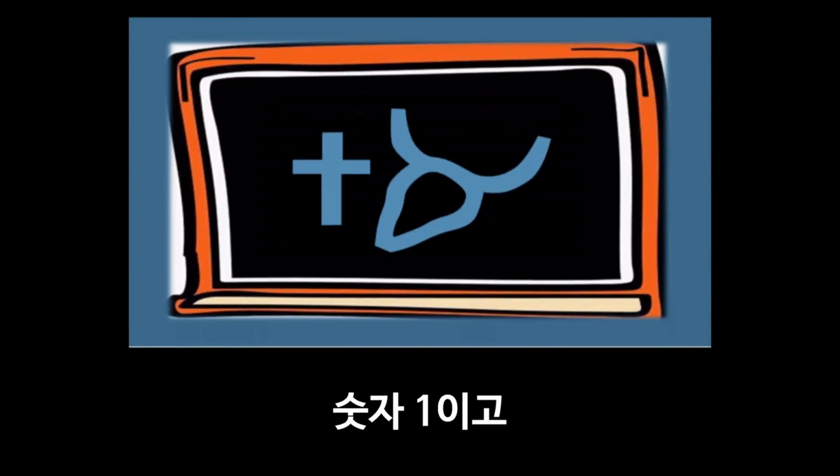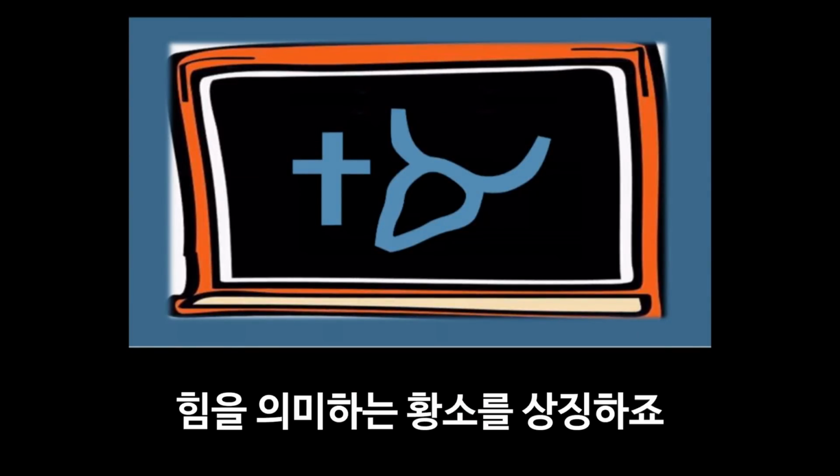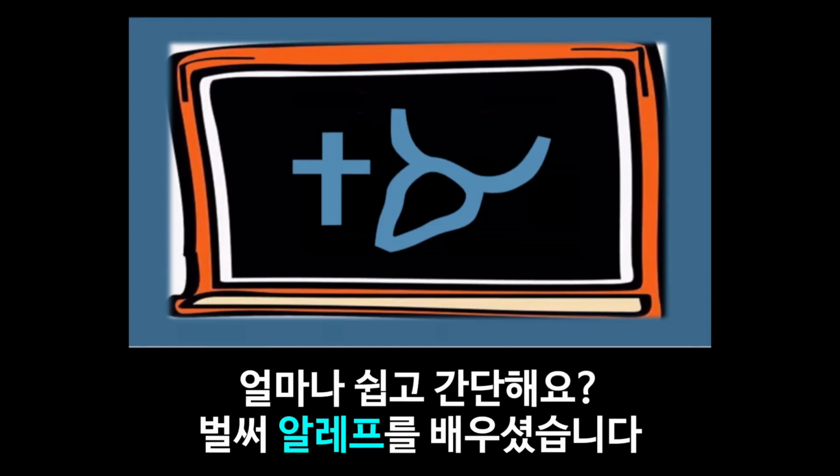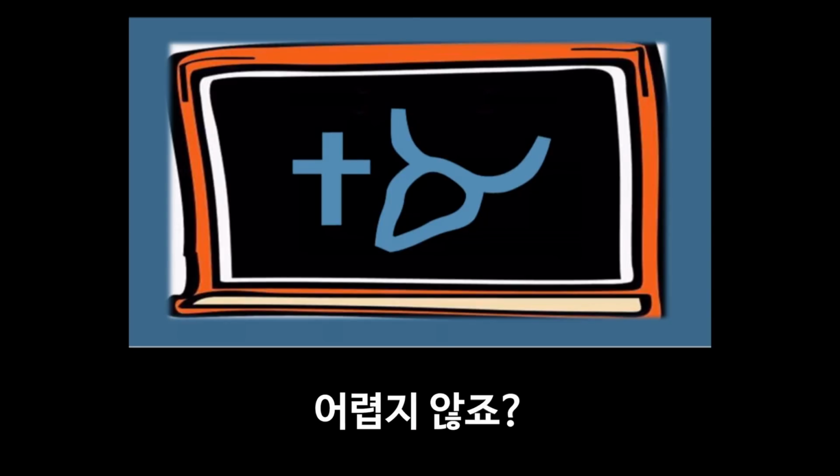Okay, so what do we know about the letter aleph? It is the number 1. It's the symbolic picture of an ox, and that means strong. See how simple, you already got aleph down. Do you see how simple that was?